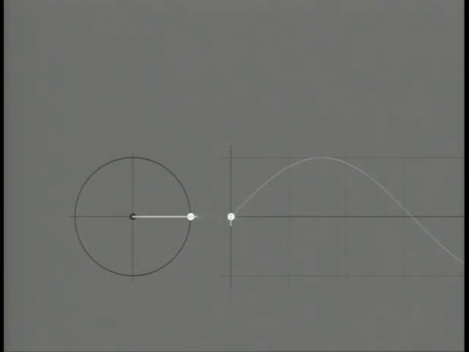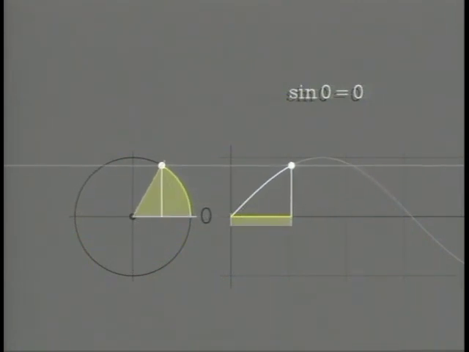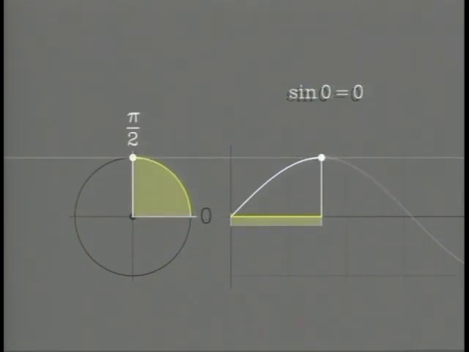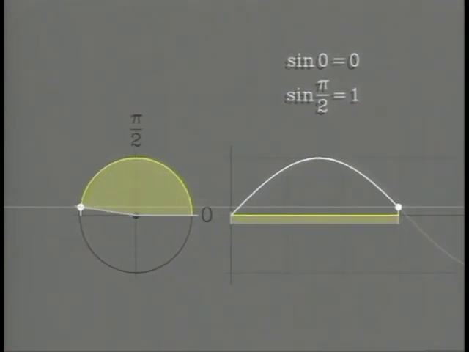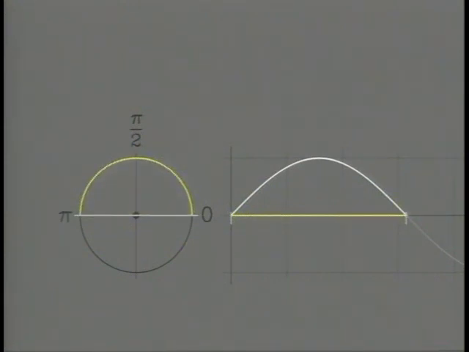Now let's look more closely at the sine curve. The sine of 0 is 0. As the angle increases from 0 to a right angle, the sine increases from 0 to 1. As the angle continues to increase from a right angle to a straight angle, the sine curve drops back to 0, forming a symmetric arch. The arch is symmetric about this line because the circle is symmetric about this diameter.